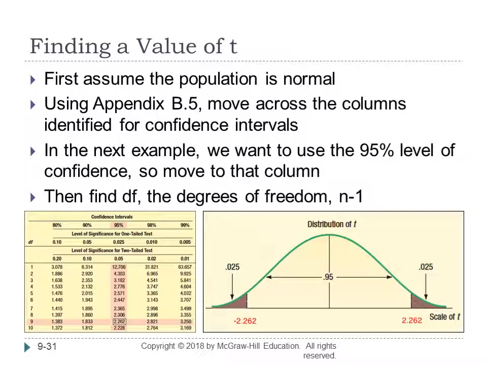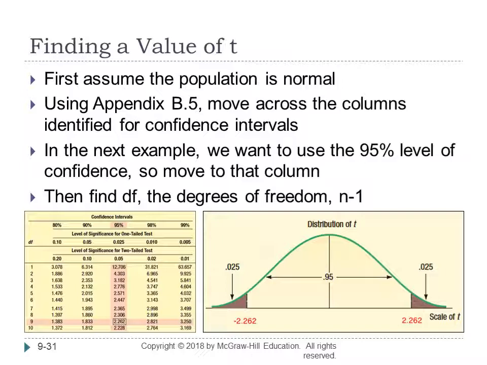Okay, finding a value for t. First assume the population is normal. Now remember, it is sigma that we don't know. We don't know the standard deviation, but assuming that the population is normal, we use appendix B.5, which is the appendix that gives you the tables for the t distribution.